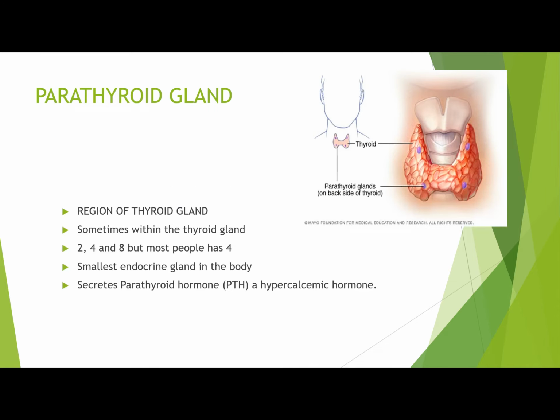Now let's go to another gland, class, here, the parathyroid gland. This is in the region of the thyroid gland, sometimes within the thyroid gland. There can be 2, 4, or 8, but most people have four lobes of the parathyroid. Smallest endocrine gland in the body. Secretes your PTH, which is a hypercalcemic hormone. The thing you need to remember, class, about PTH is that it is related to calcium. They are always related, those two.